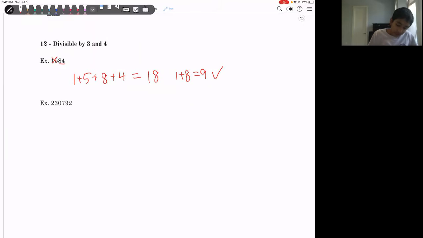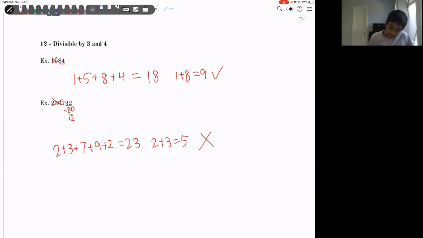Now what about 230792? Ignore all but the last two digits. Well, 92 is divisible by 4. And if you don't see why, you can use the same trick: minus 80 and it's equal to 12, and 12 is divisible by 4. So 92 is divisible by 4, so the whole number is too. Now what about 3? 2 plus 3 plus 0, which is nothing, then 7 plus 9 plus 2. If you add this up, you get 23. You can add it further if you want: 2 plus 3 is 5. So it's not divisible by 3. And since it's divisible by 4 but not 3, it's not divisible by 12.